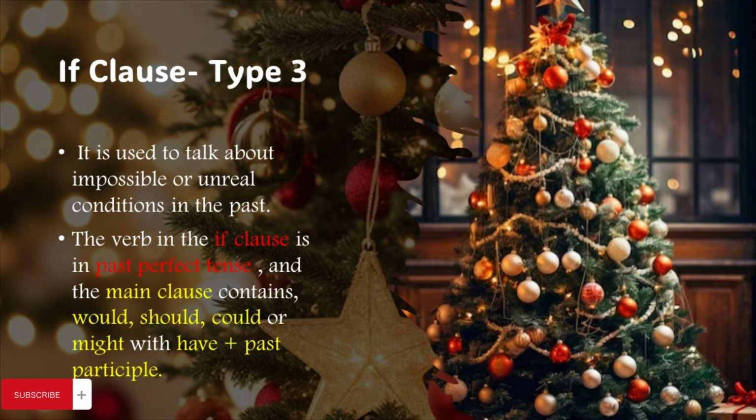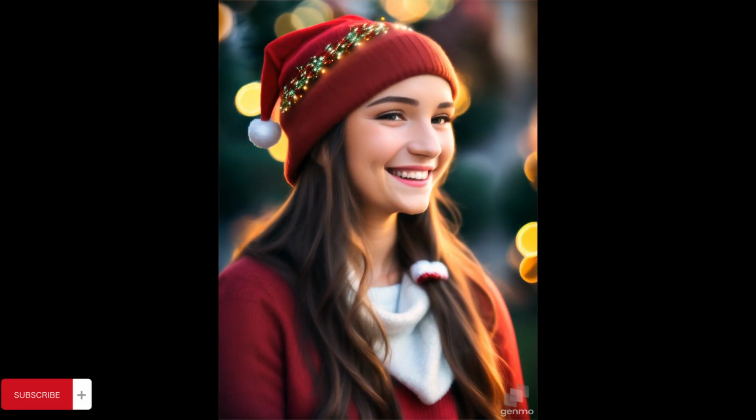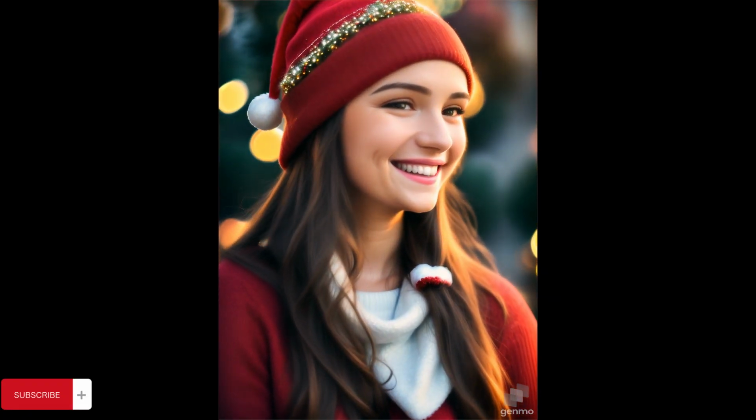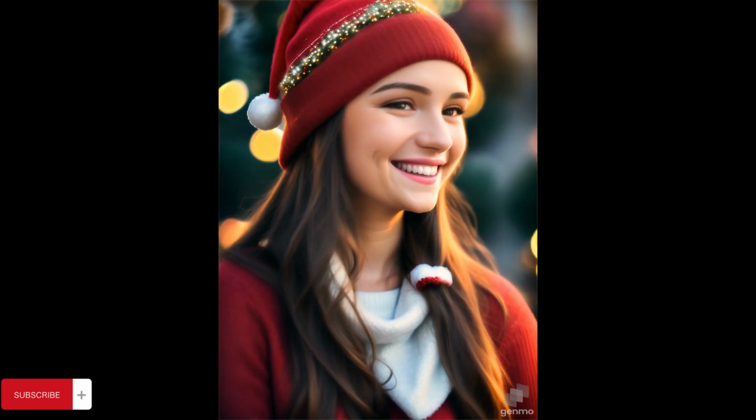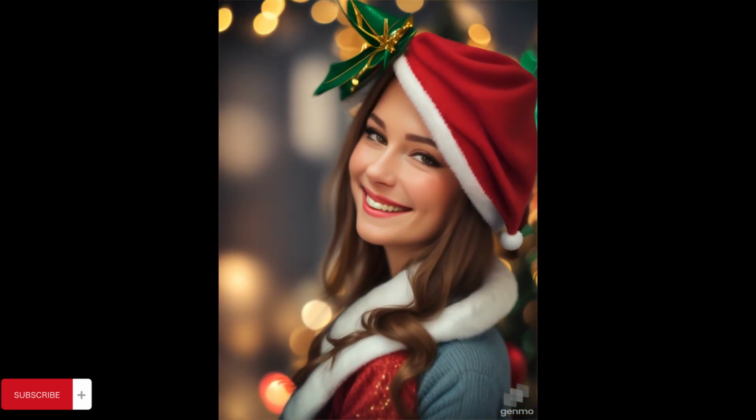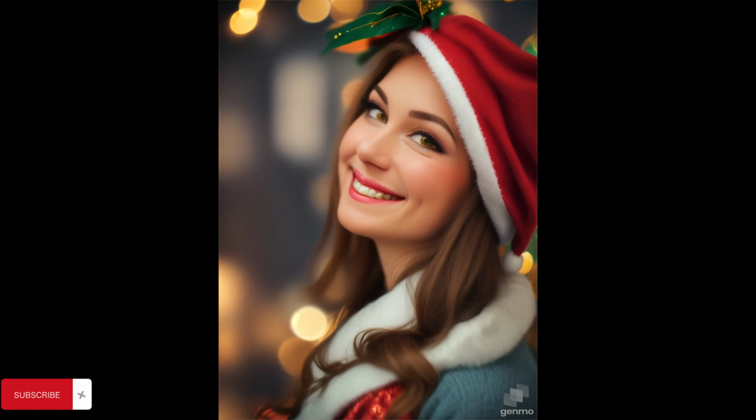This type 3 conditional structure is useful for discussing situations in the past that didn't occur and the imagined outcomes that might have resulted if they had. I hope you enjoyed our festive journey through if clauses. Stay tuned for exclusive if clause exercises to enhance your English skills.